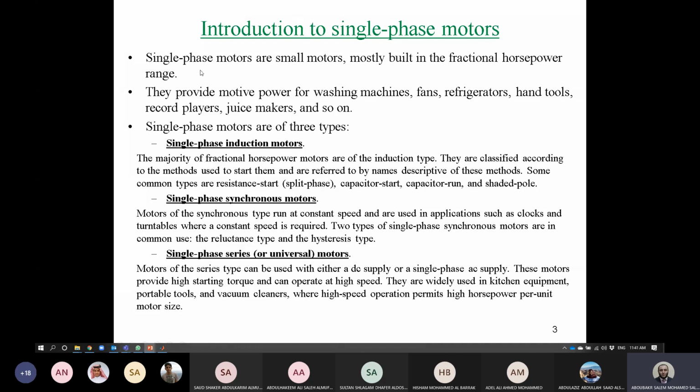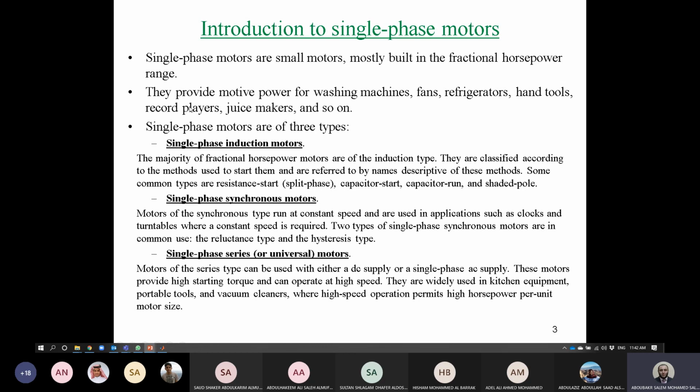This is because of the small rating loads we need in domestic loads, for instance. Most of the loads at homes are in the range of fractional horsepower. So we need this type of motors, single phase ones, for small power applications like in domestic loads. They provide motive power for washing machines, fans, refrigerators, hand tools, record players, juice makers, and so on. So all of the kitchen machines are using single phase motors.